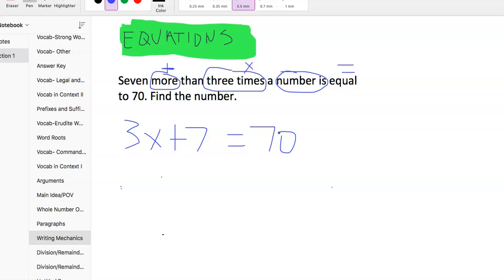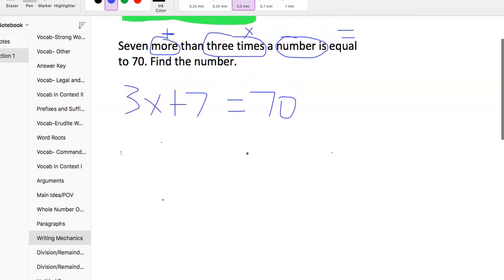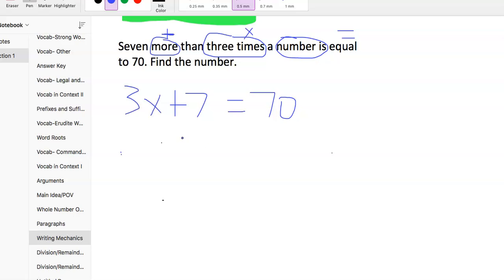Okay, sometimes these can take some practice, and that's really what the app is there for, right? It gives you lots of practice and then feedback on how to go about setting something up like this. Sometimes when you watch somebody else do it, it looks easy, and then you do it, and it's not as easy. Okay, so from here, we just need to get the x by itself.